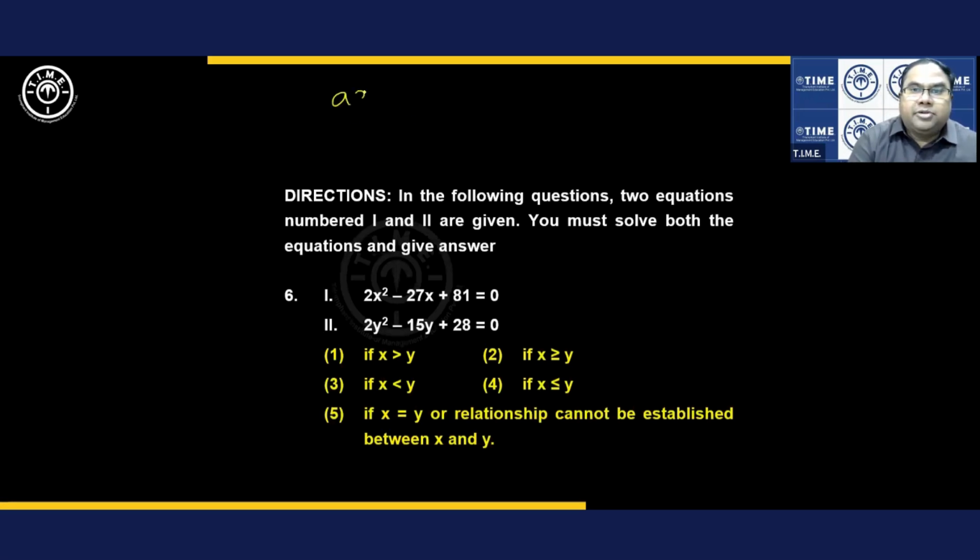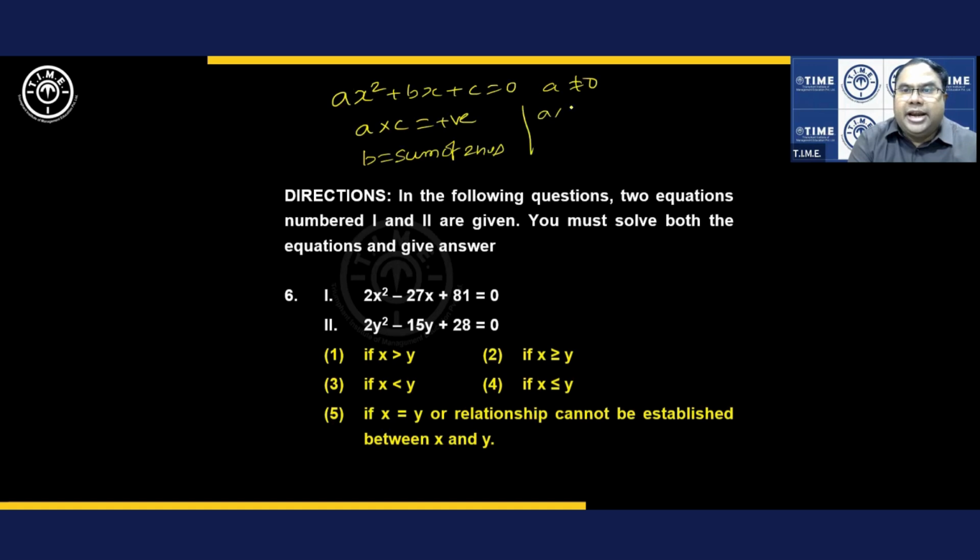Now, ax square plus bx plus c is equal to 0, a not equal to 0 is a quadratic equation. If a into c is positive, we multiply a into c, is positive, we write b as sum of two numbers. If a into c is negative, we write b as difference of two numbers.